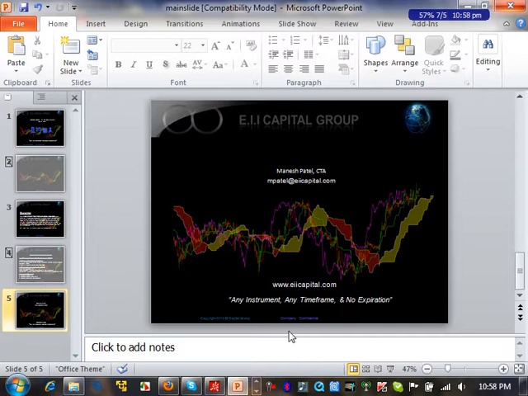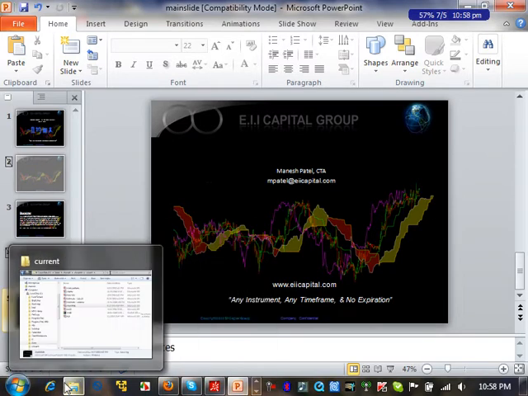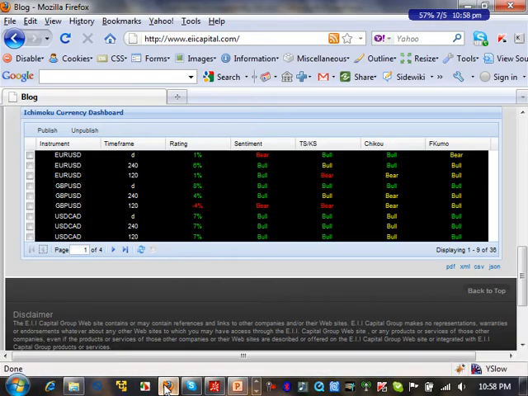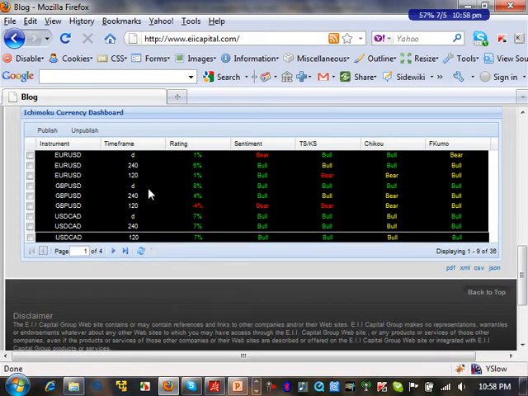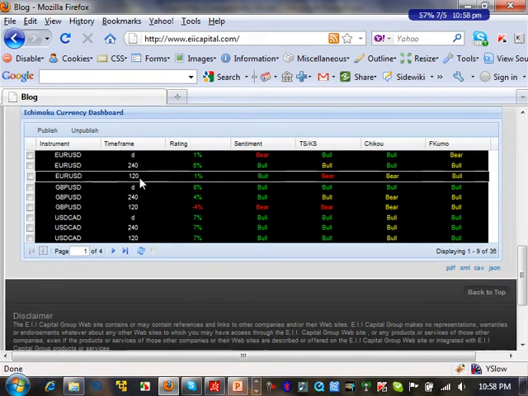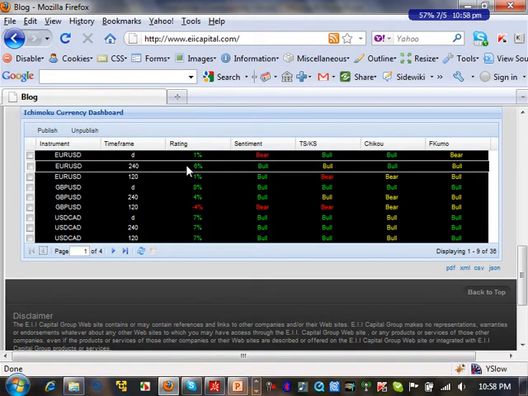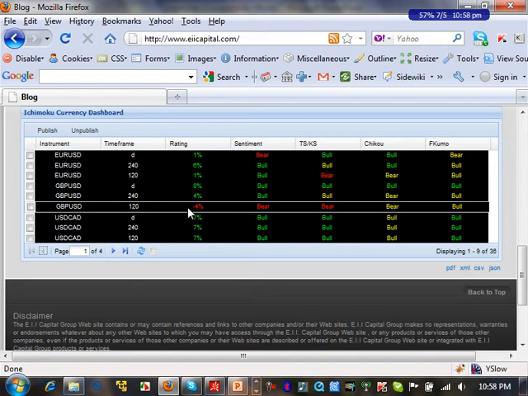Okay, before we go into that, let's look at the dashboard again. For bullish scenarios, we're looking for ratings of 5, 6, 7, 8, where 8 is the most bullish scenario. And for bearish, we're looking for ratings of -5, -6, -7, and -8, where -8 is the most bearish.